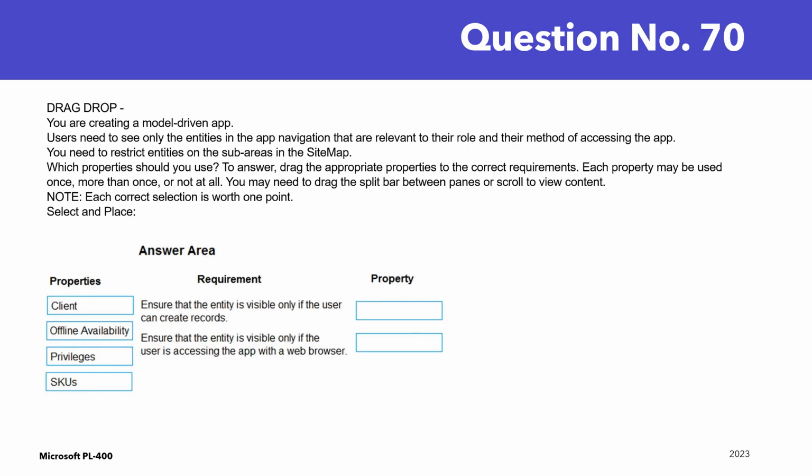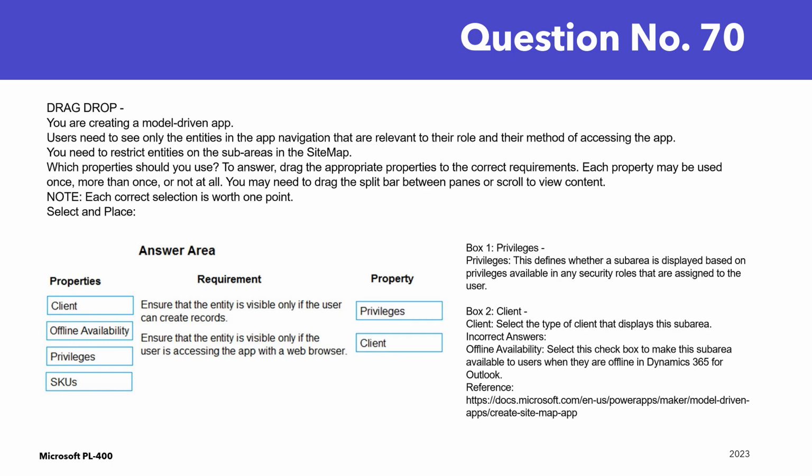You are creating a model-driven app. Users need to see only the entities in the app navigation that are relevant to their role and their method of accessing the app. You need to restrict entities on the sub-areas in the sitemap. Which properties should you use? To answer, drag the appropriate properties to the correct requirements. Each property may be used once, more than once, or not at all. You may need to drag the split bar between panes or scroll to view content. Requirement: ensure that the entity is visible only if the user can create records. Property: privileges. Requirement: ensure that the entity is visible only if the user is accessing the app with a web browser. Property: client.